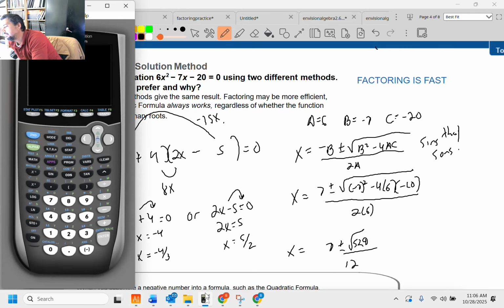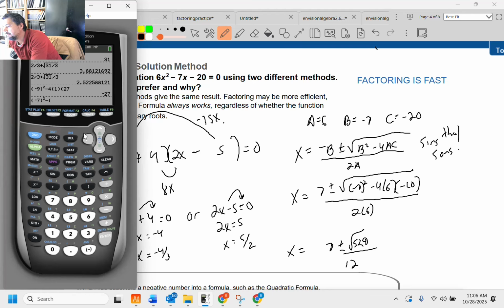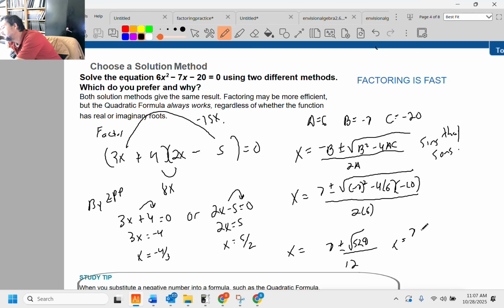Now let's check me. That was a negative 7. Notice, I'm not typing in the square root symbol. Minus 4, got the 4, times a 6, times a negative 20, and you should play along, kids, but you're not going to. 529. Now, I happen to know my squares, so I know that this has a square root. It's 23. So x is going to be 7 plus or minus 23 over 12.